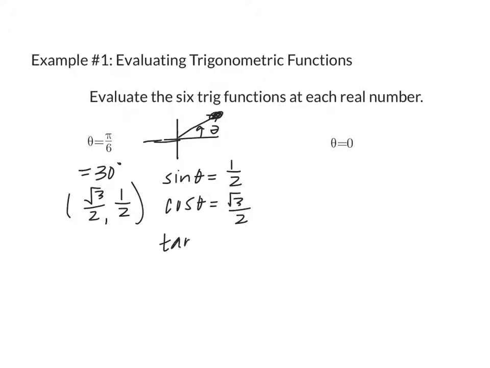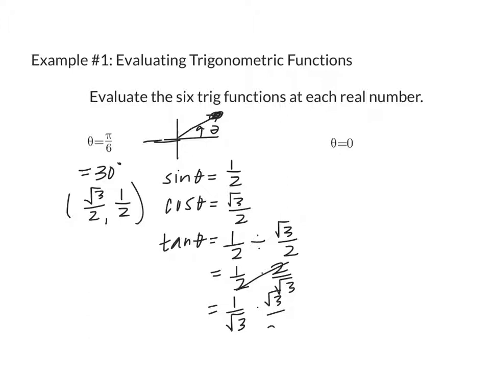Tangent then would be y over x, or sine over cosine. So that's 1/2 divided by the square root of 3 over 2, because if it's over, it's divided by. But since it's divided, you have to multiply by the reciprocal, so that's 1/2 times 2 over the square root of 3. These will cancel, and I'm left with 1 over the square root of 3. However, we always rationalize our denominators. We do not keep radicals in the denominator, so we have to multiply by square root of 3 over square root of 3. In the end, tangent theta is going to be square root of 3 over 3. All right. Let's keep going.